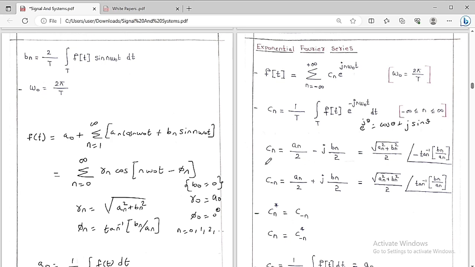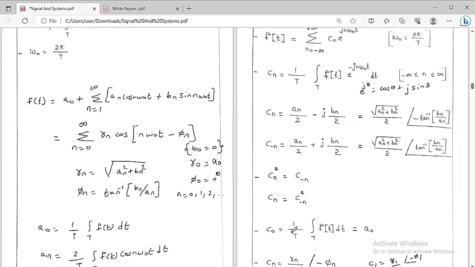Then what is Cn? Cn is nothing but an by 2 minus j bn by 2. If you simplify, we are going to get square root of an square plus bn square by 2 at a phase angle of minus tan inverse of bn by an. If you want C of minus n, it is an by 2 plus j bn by 2, which is square root of an square plus bn square by 2 at a phase angle of tan inverse of bn by an. So one is the conjugate of the other. So Cn conjugate is C of minus n, or Cn is the conjugate of C of minus n.